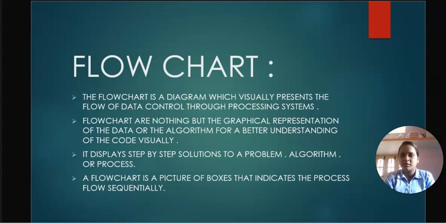Today I am going to discuss the concept of flowchart and types of flowchart symbols. What is a flowchart? A flowchart is a diagrammatic representation of data and control through processing systems. A flowchart is a graphical representation of data or algorithms, for better understanding of the code visually. It displays step-by-step solutions of problems, algorithms, and processes. A flowchart is a picture of boxes that indicates the process sequence to follow.